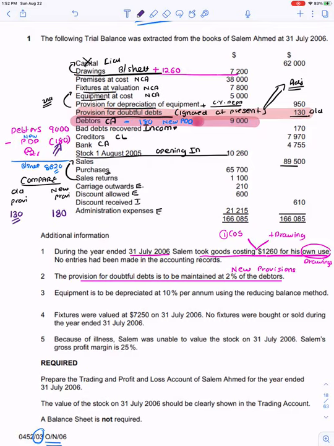That means there is an increase in the provision for doubtful debts. By how much? By $50. It is a loss for me and it will be shown in expense.